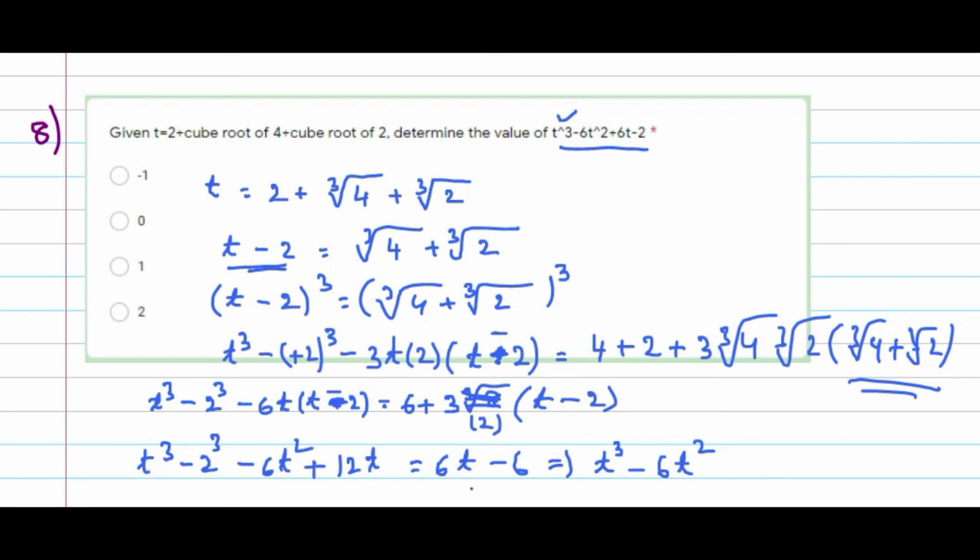So now what will happen? It's t cube minus 6t square, plus 6t, as it is minus 12t plus 6t, and it will be minus 6. If it comes here, it will be plus 6, and it is minus 8 already. So minus 2 is equal to 0. If you can see, this polynomial and this polynomial, both are same. So the answer would be 0. Simple. Let's move on to the next question.